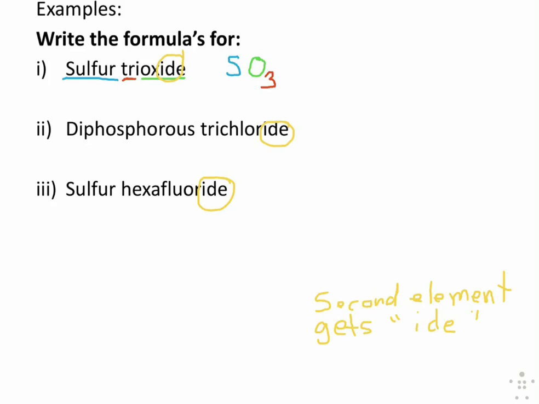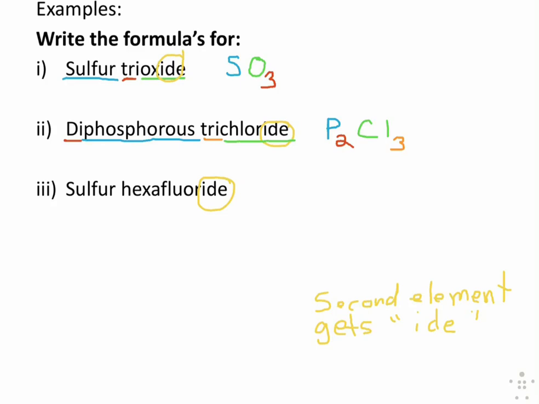In our next example, we have phosphorus. Tells us we have phosphorus. The di tells us that we have 2 of them. The chloride tells us we have Cl. And the tri tells us that there's 3.